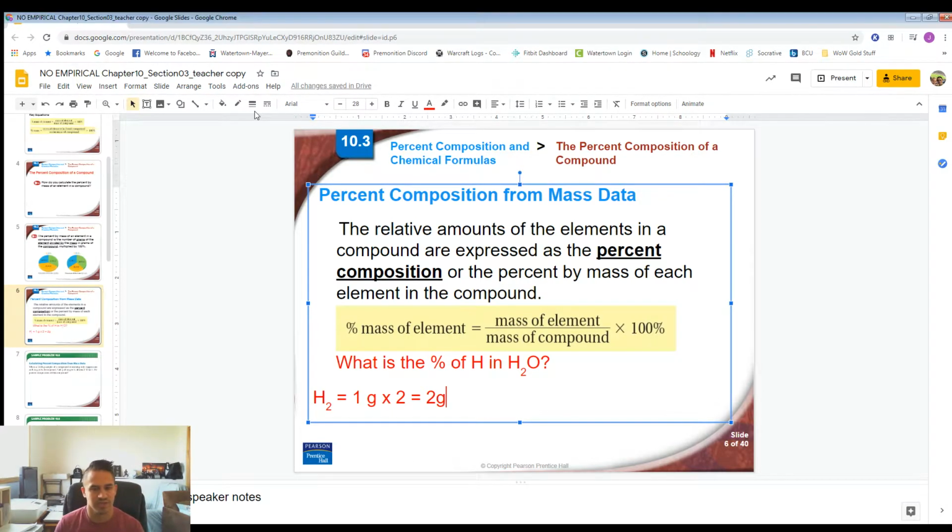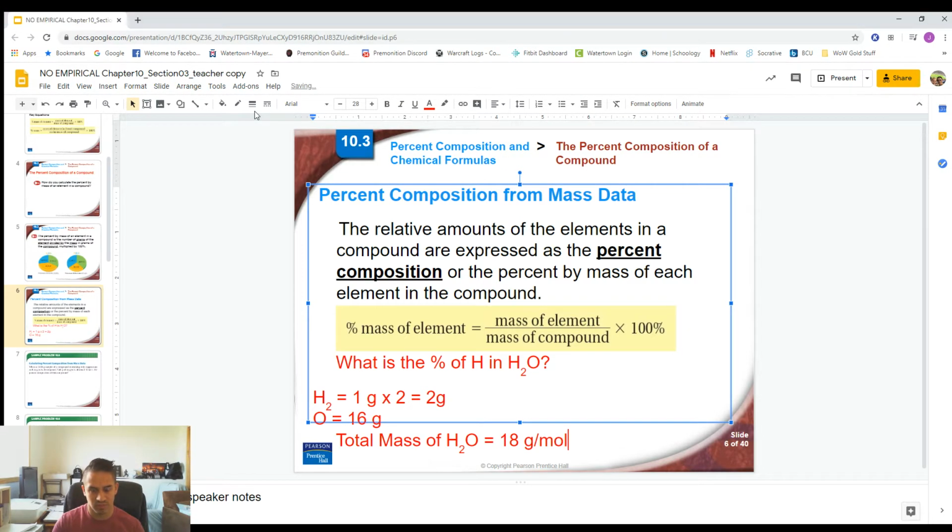I didn't pull up a periodic table here for this, but it's pretty easy. That one's an easy one to remember. And as for oxygen, oxygen has a molar mass of 16 grams. So the total mass of H2O is about 18 grams per mole.